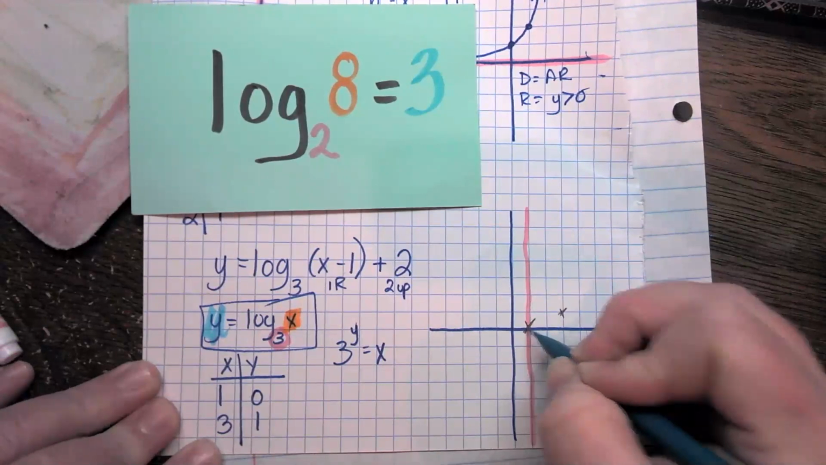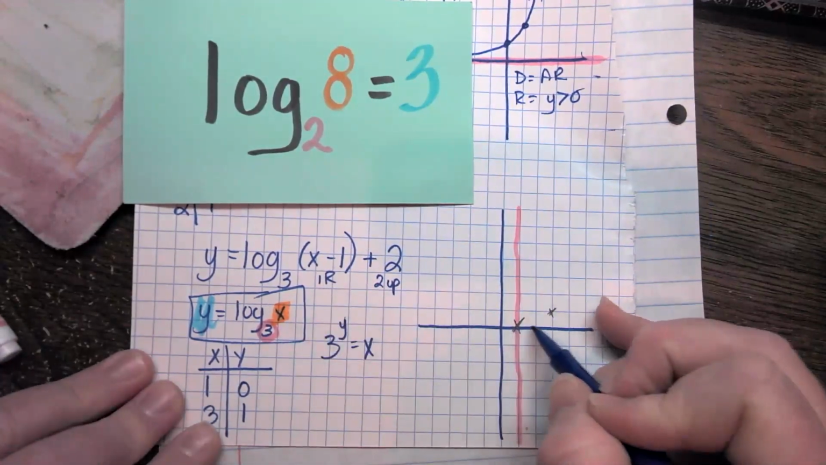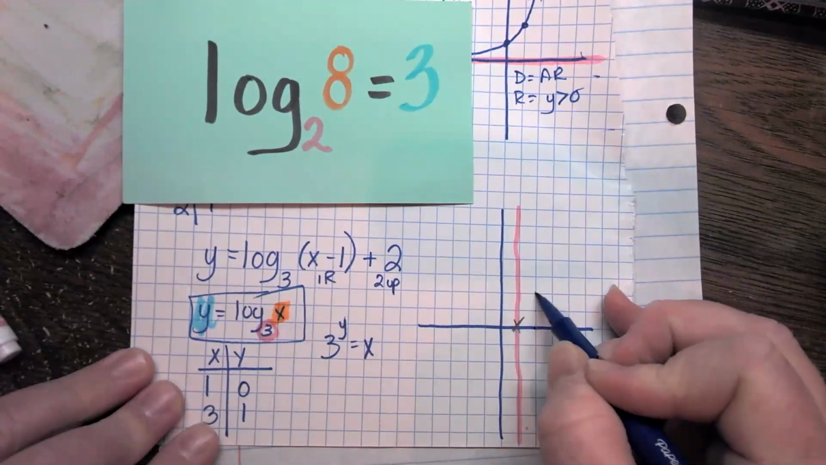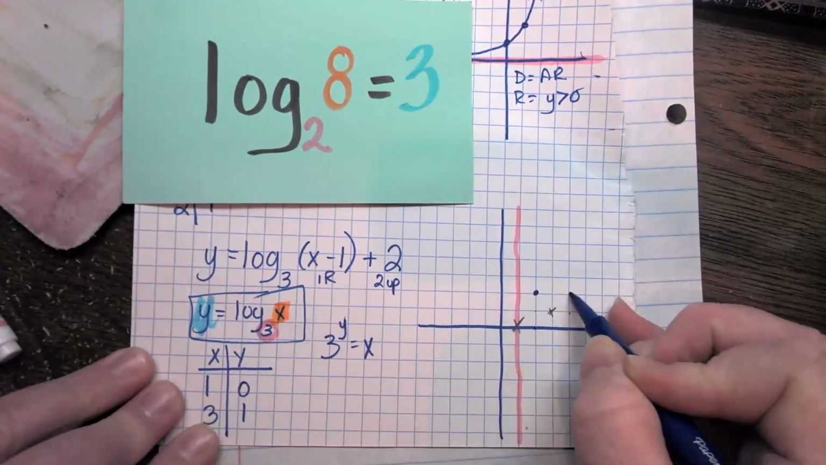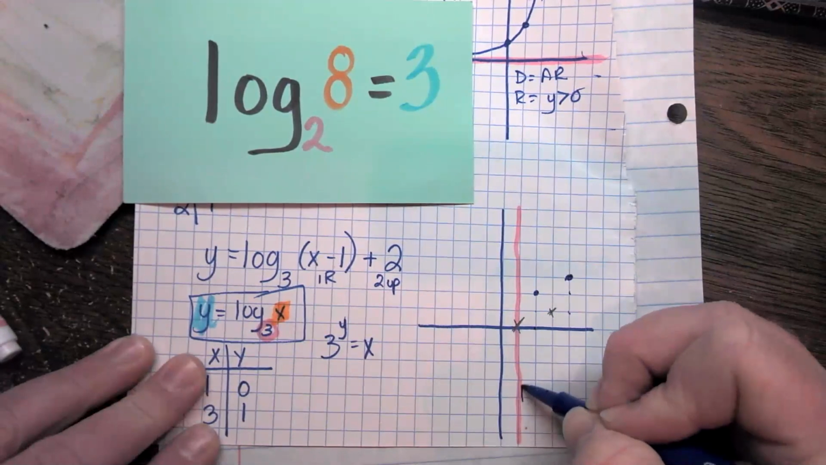I know I can't be on the asymptote. That's not good. All right, but I'm supposed to go 1 to the right and 2 up. 1 to the right and 2 up. Okay.